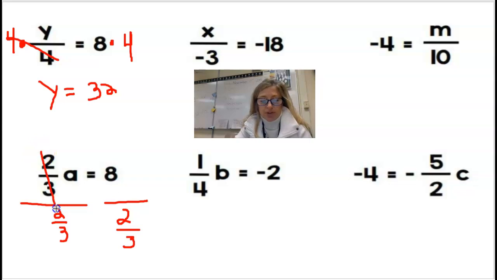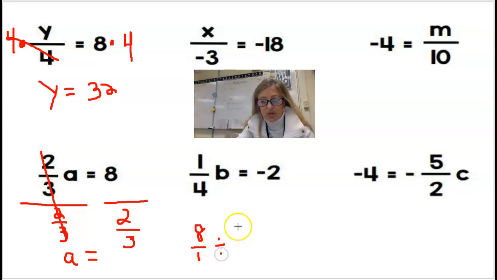2/3 divided by 2/3 cancels out. And to show 8 divided by 2/3, I'm going to do some work over here. This really means 8 over 1. Dividing by 2/3 really means I'm going to keep, change, flip, right?